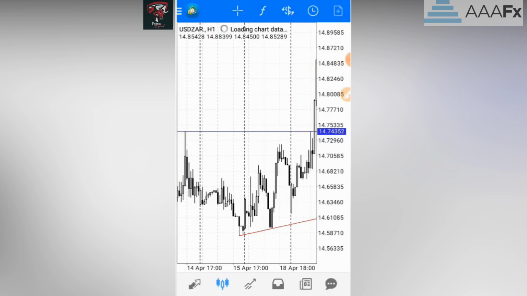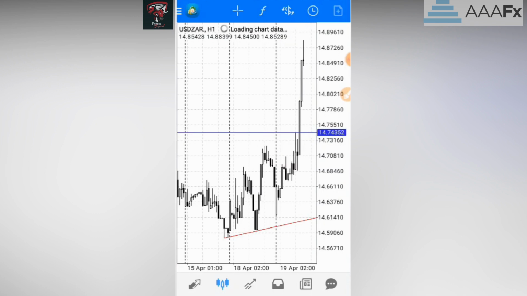For starters, the trend line. You first see these two points. You draw a trend line there, and then first touch, second touch, and basically the strategy is about the market not coming back to form a third touch, right?